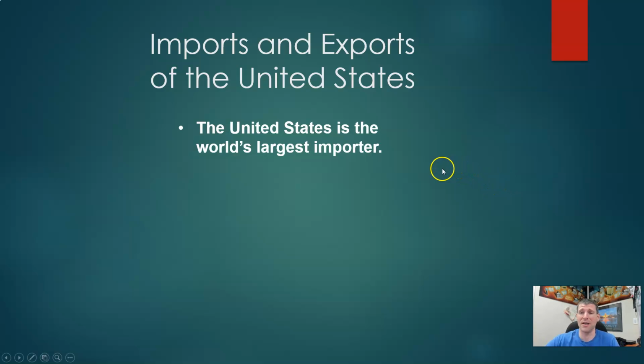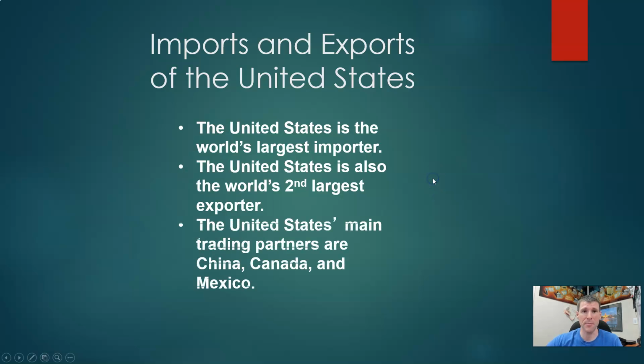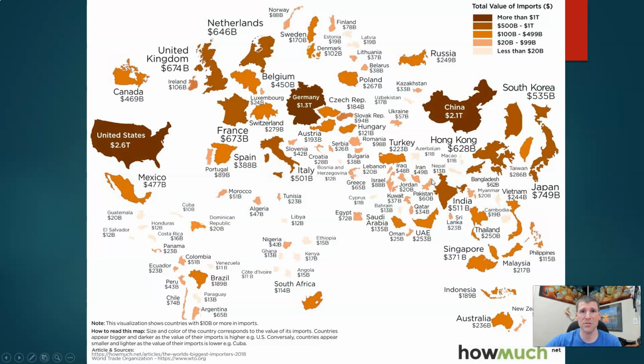Okay. Now, imports and exports for the United States. The world's largest importer is the United States. We used to be the world's largest exporter, but no surprise there, that is now China. We're the second biggest exporter, with Germany being a close number 3. All right, and our main trading partners are China, Canada, and Mexico. Canada and Mexico, of course, makes sense. They're right next door.